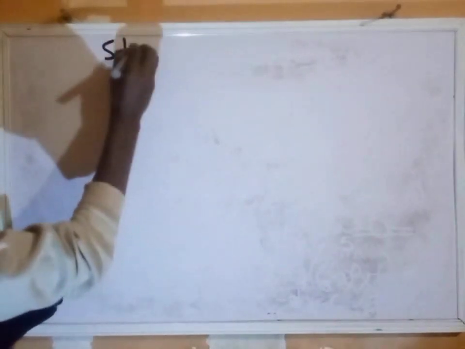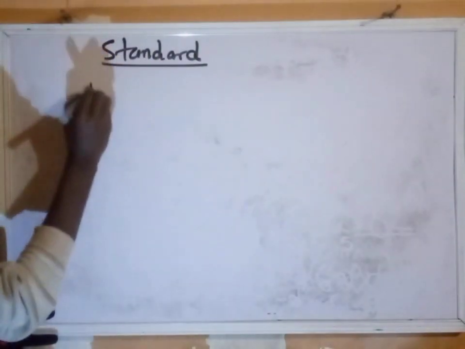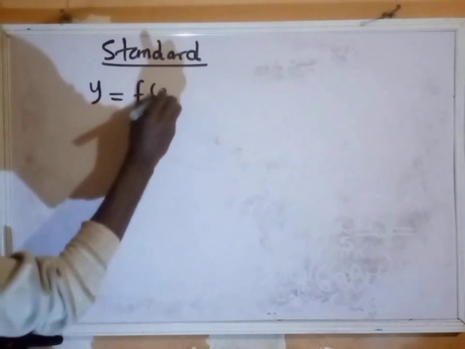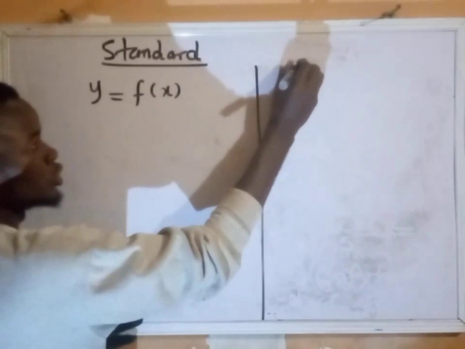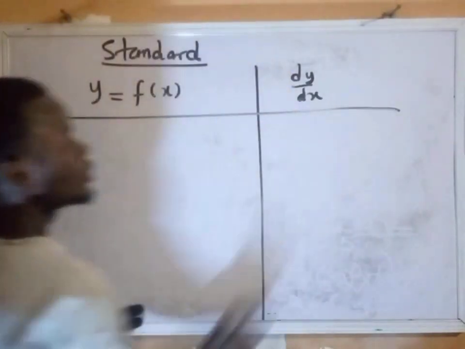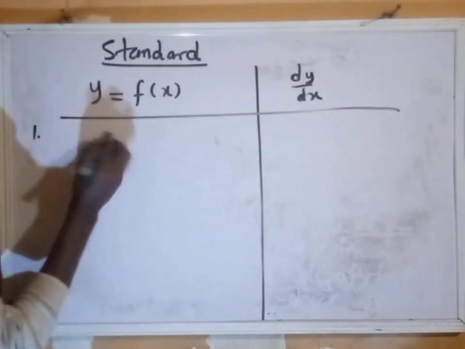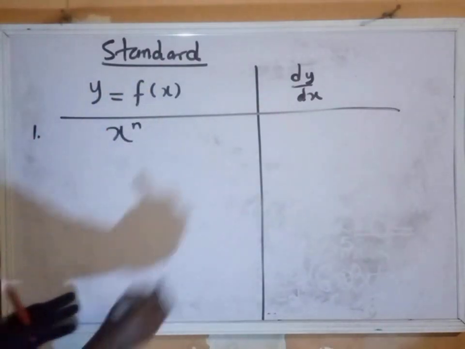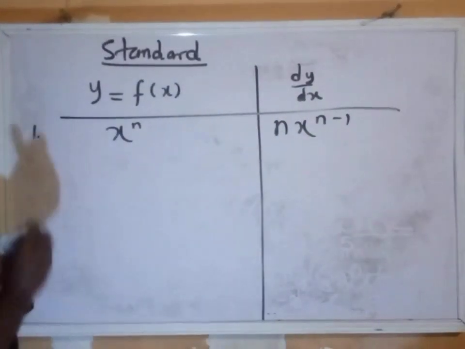So let's see, there are some standard derivatives. We call these standard derivatives. The first thing is, let's say we are given y, which is also known as f of x. We want to obtain the derivative of this f of x, so you write it as dy/dx. The first thing I want to show you is the derivative of x raised to the power n. It's very simple. We have it as nx raised to the power of n minus 1. So that is the differentiation of it.